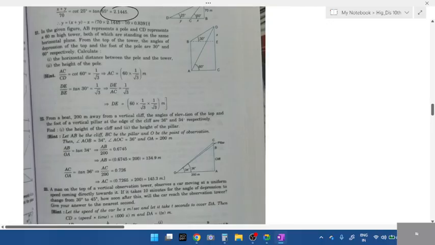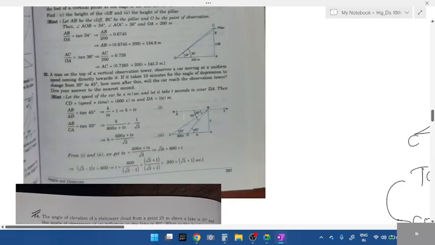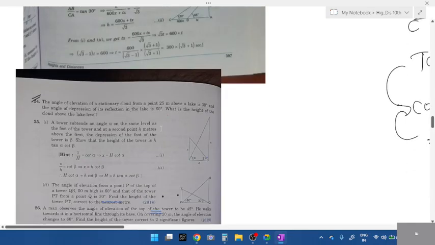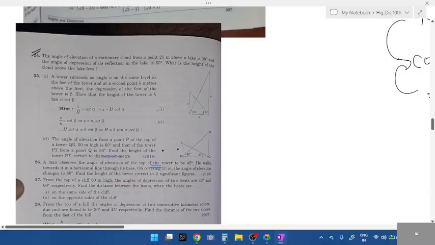Next, these types of questions are not required. I'll tell you which ones to solve. 23rd question, students. 23rd is important. No, 23rd is also not required. Angle of elevation of a stationary cloud 25 above the lake, reflection. Okay. 24th is important. We'll do it later. 24th, a man observes the angle of elevation 45 walks towards horizontal.